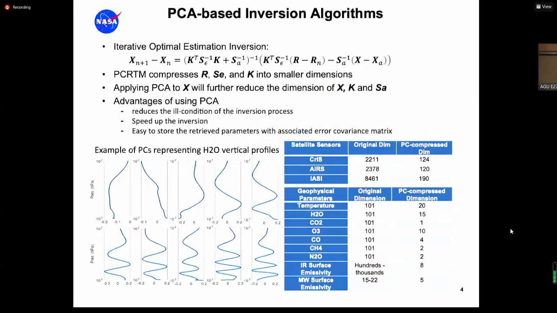And now talking about the inversion, the first equation is the optimal estimation iterative retrieval. So you have a few key variables here, like R is your measurement radiance, or in our case, we compress the R into PC domain. So instead of hundreds, thousands to tens of thousands, we typically only use about 120 to 180 PCs, super channels, which are shown in this table. Anyway, now talking about the inversion.